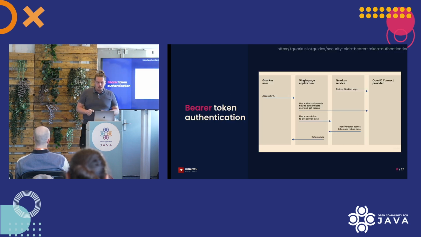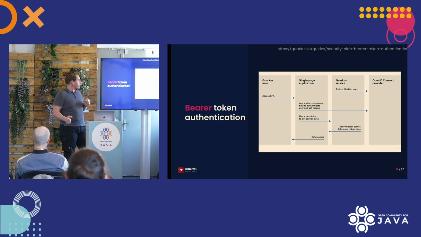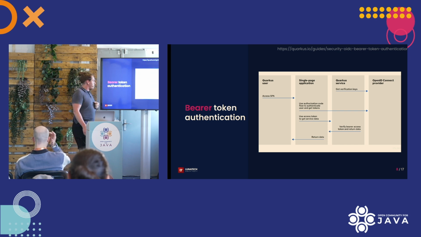So how does this look? If we have a bearer token, we have a Quarkus user. He tries to access the single-page application. And we already assume he is authenticated. So it uses the flow in the backend to authenticate. Then the Quarkus server has already got the JSON key sets from the OpenID Connect provider to be able to verify this access token, and they can talk to each other.